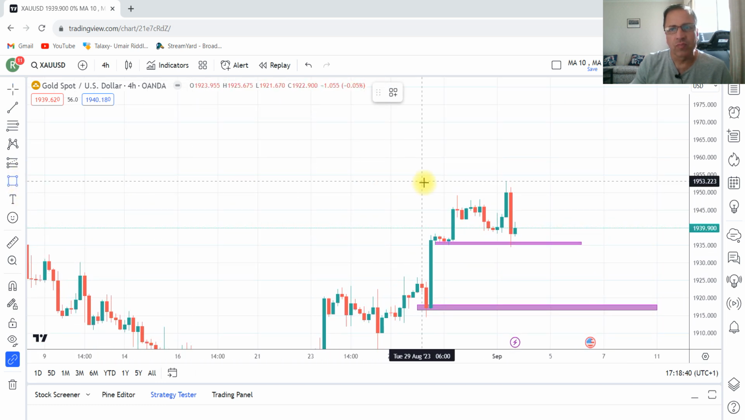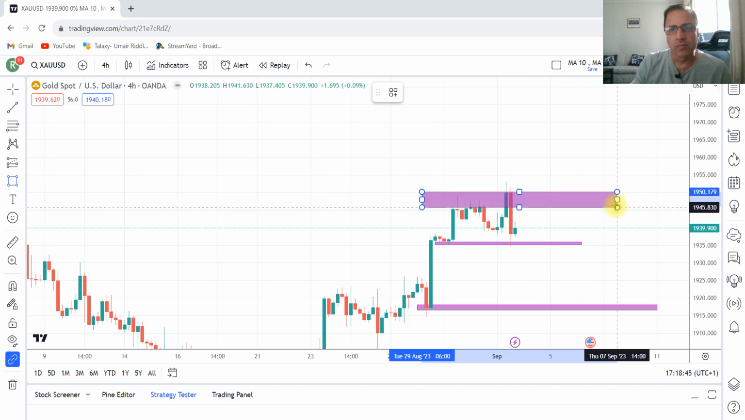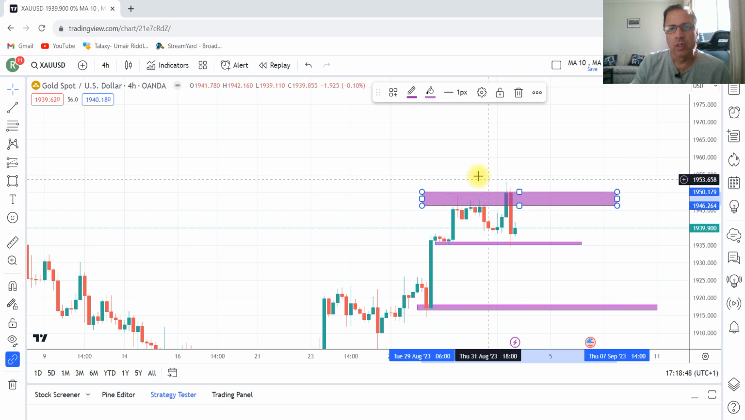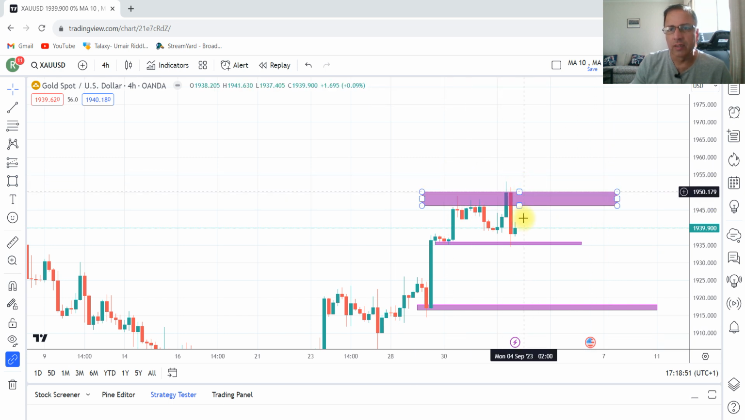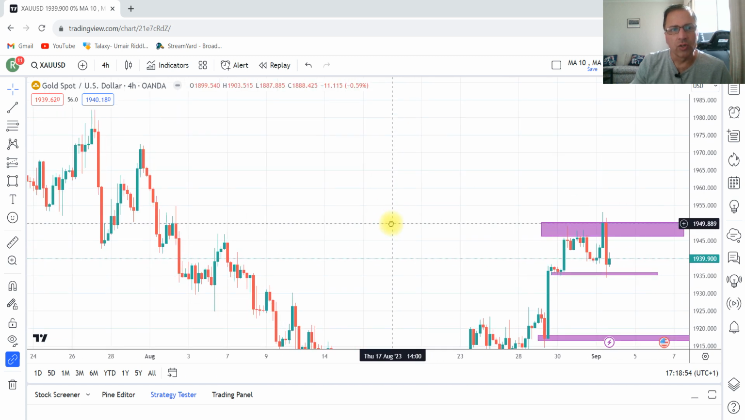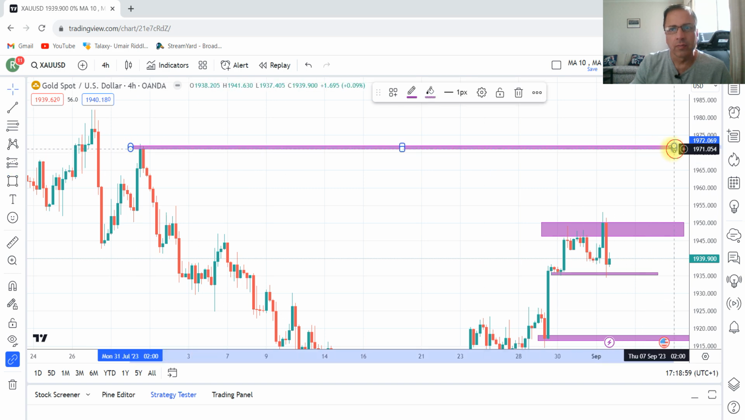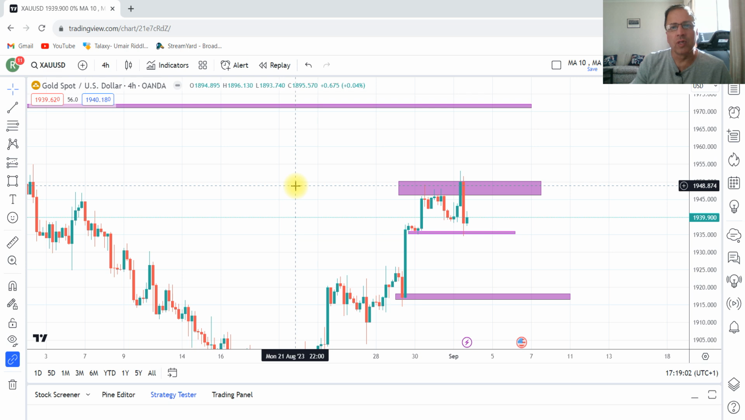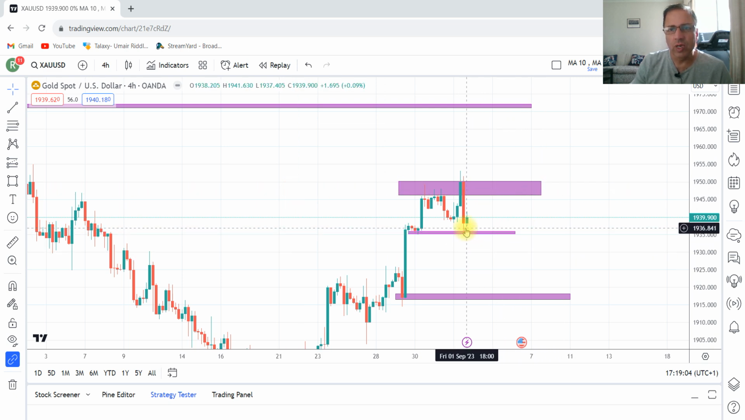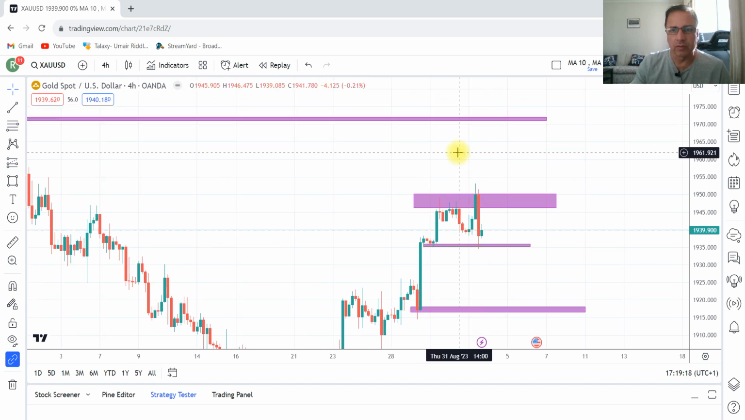And if gold breaks above this resistance, then it is likely to touch these highs. So what I would like to do is wait for either gold to break down this support and then take it down here, or break above this resistance and then take the gold to this resistance.